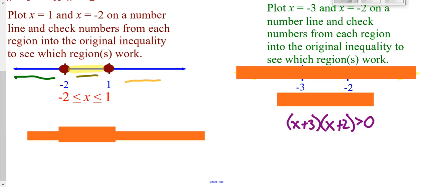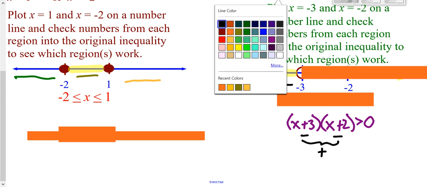So we could try something in this region over here. Something from over here like -4. -4 plus 3 is negative. -4 plus 2 is negative. A negative times a negative is a positive. And I'm looking for greater than 0, which a positive is greater than 0. So I tried a number over here, and it worked, so I'm going to shade there.